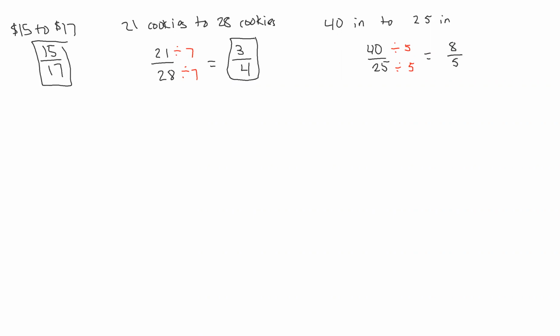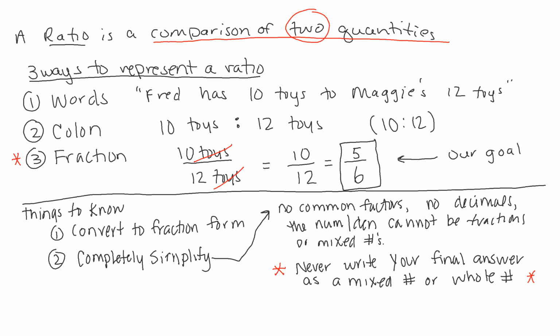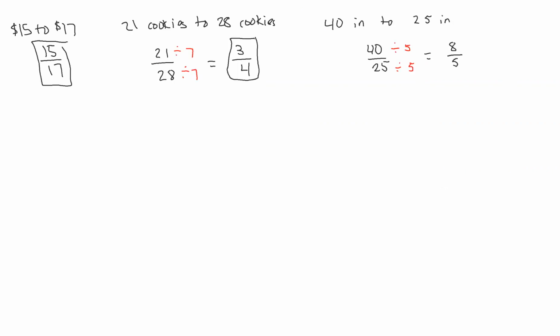And let's go back one slide. Over here where I said never write your final answer as a mixed number or a whole number. That's what's happening right here. Our final answer is an improper fraction, and we want to keep it an improper fraction. If we were to write this as 1 3/5, we've completely lost our comparison. We want to keep this 8 to 5. For every 8 inches in the first figure, I would have 5 inches in the second figure. So 8/5.